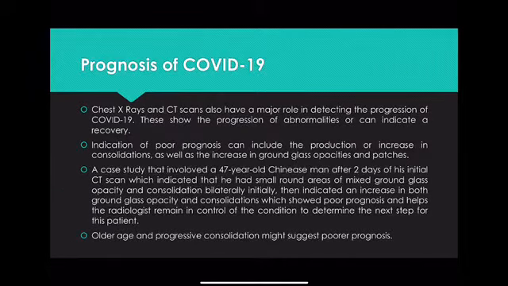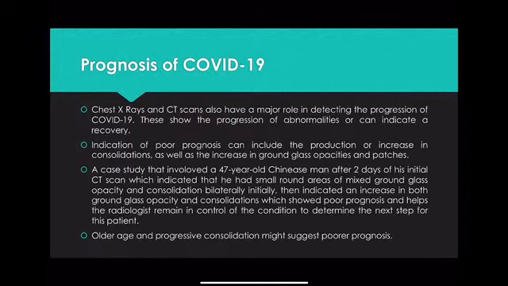Next is the prognosis of COVID 19. So chest X-rays and CT scans also have a major role in detecting the progression of COVID 19. These show the progression of abnormalities or can indicate a recovery. Indication of poor prognosis can include the production or increase in consolidations, as well as increase in ground glass opacities and patches.